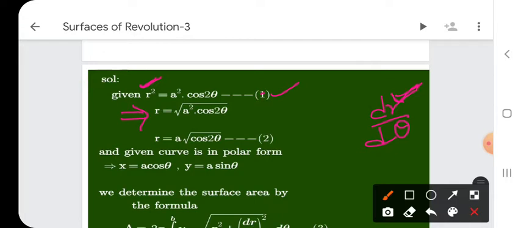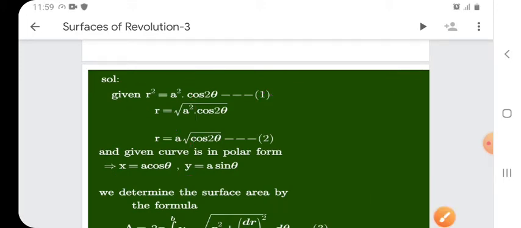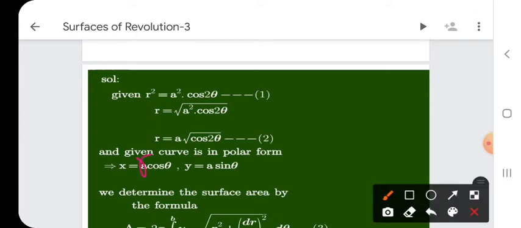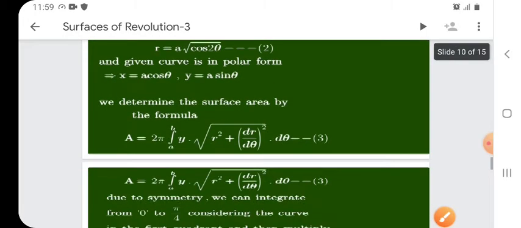R equals root A square cos 2 theta. Root A square means A, so I write A outside and root cos 2 theta inside the root. Let this be equation number 2. The given curve is in polar form. In polar form, what are the coordinate values? X equals r cos theta and y equals r sin theta.